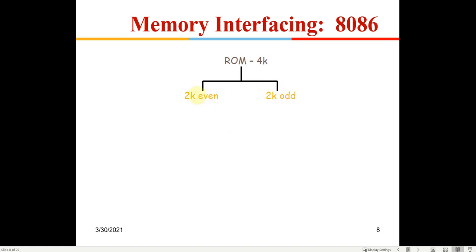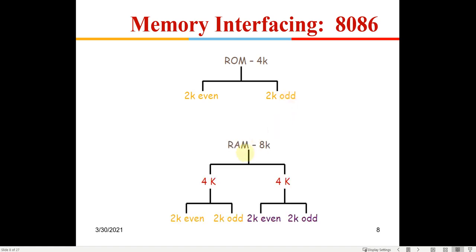Since there are 2 chips, we need to organize them as even and odd. Similarly for the 8K, we have 2 even and 2 odd chips. One even-odd combination gives me 4K, and another even-odd combination gives me another 4K, and these are placed one below the other. The only difference is that the organization here is even and odd, unlike 8088.